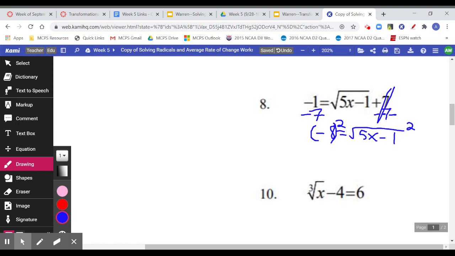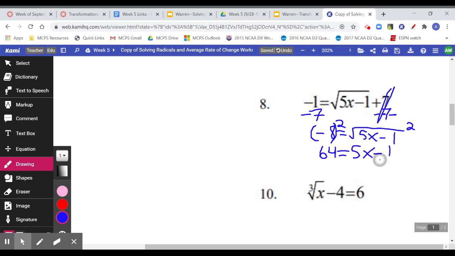So if you're doing this math in your head, if you're putting it in a calculator, write those parentheses every time you have a negative number. Okay, then when I square negative 8, that's going to come to 64. Okay. And the right comes to 5x minus 1.